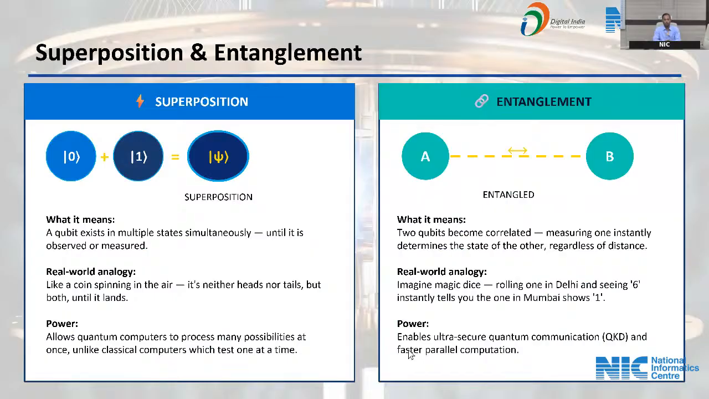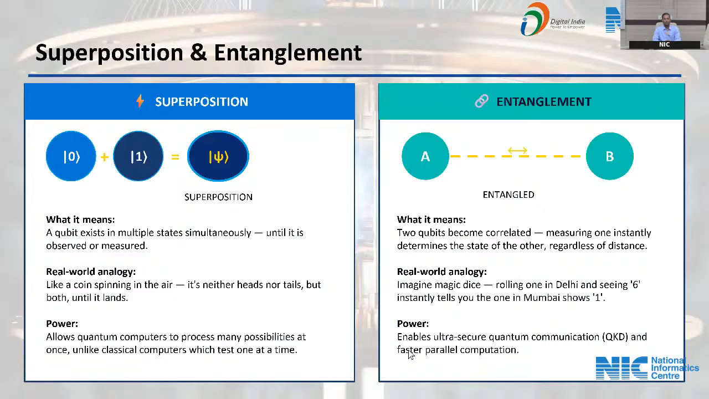These are the fundamental principles of quantum computing. First is superposition, the principle of having a probability of being 0 and 1 simultaneously. So at a time, a qubit exists in multiple states until it is observed or measured. We have to measure or observe a particular position of that qubit to understand its current state. So how can we compare it with a real-world analogy?